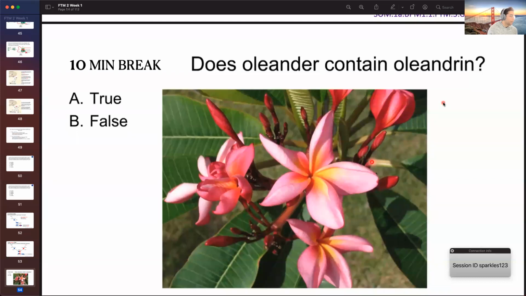Alrighty. Okay. Welcome back, everyone. I hope you guys enjoyed these flowers, courtesy of Dr. Trotz's wonderful photographic skills.